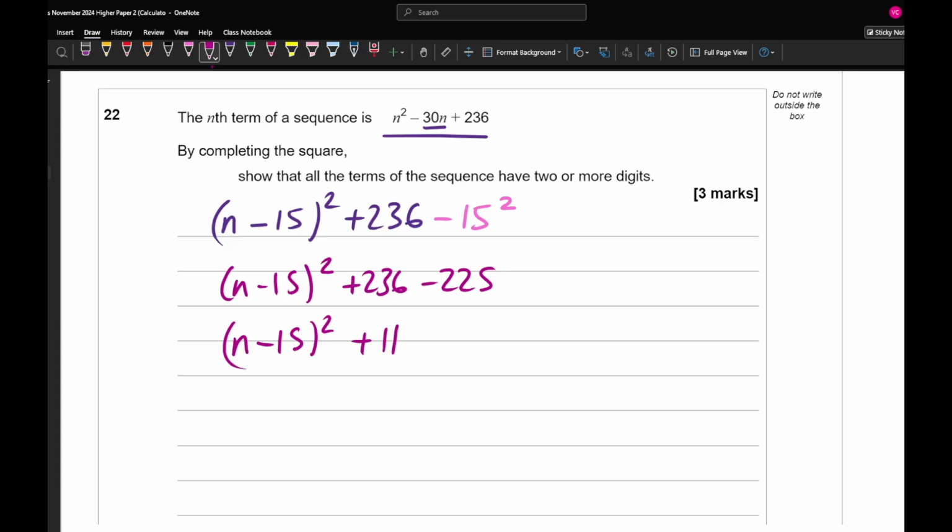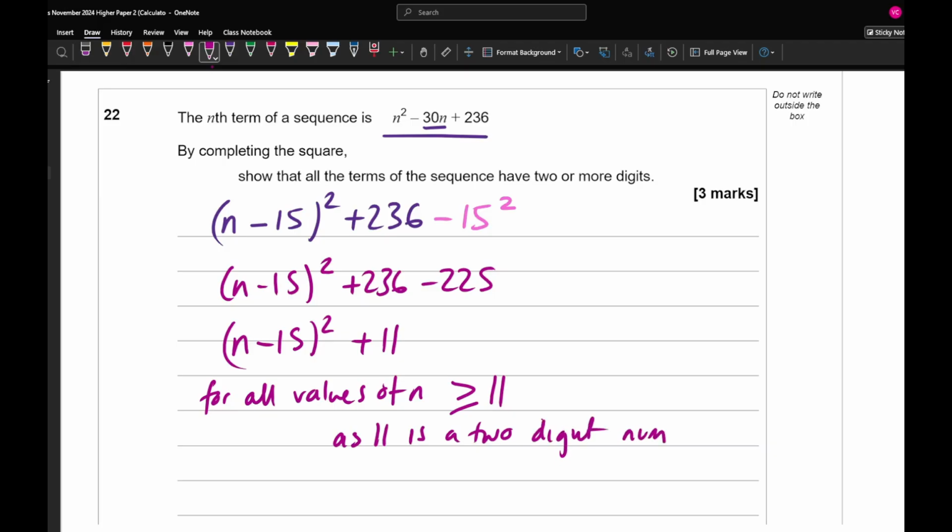Now for all values of n, the answer is always going to be a number that is bigger than or equal to 11. And so, as 11 is a 2-digit number, all terms will have at least 2 digits, because the smallest number that it could be is going to be 11.